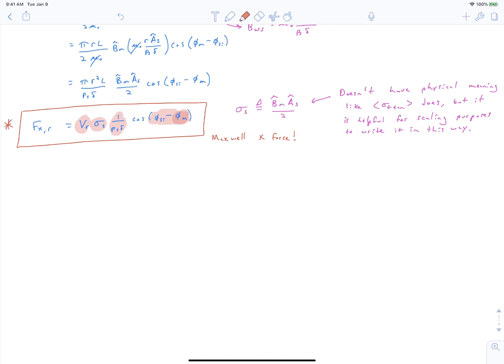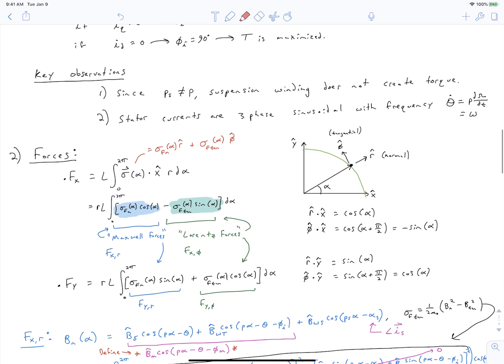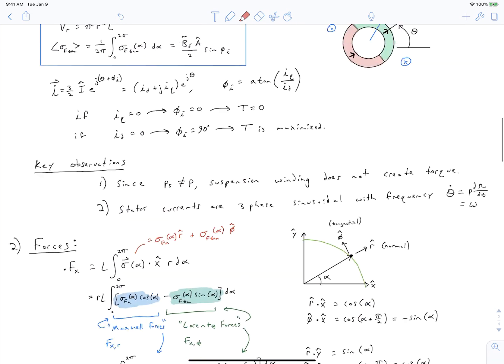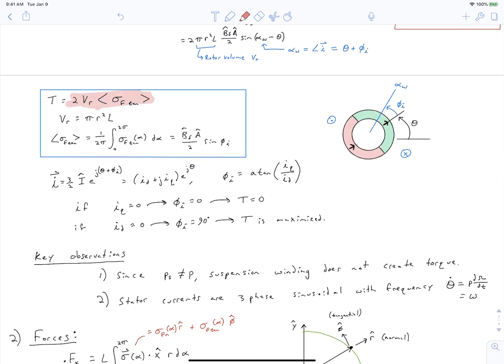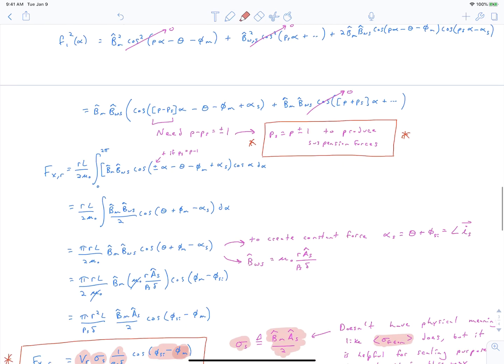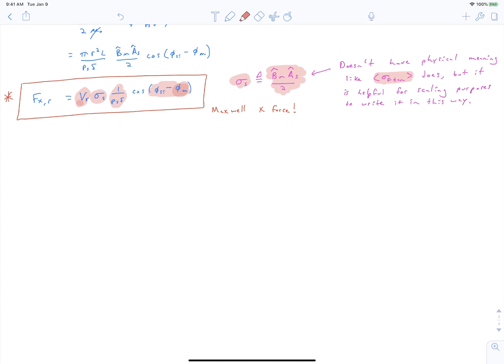And so we defined this phi s here to have the same form as this average of sigma f tan. So we're trying to create our scaling law to have the same form that we use for torque, which was up here. So in torque, the expression was 2 times the volume of our rotor times the average of our shear stress. In this case, we've got the volume of our rotor times this quantity we've labeled as sigma s, and then times some additional terms. And the sigma s does not have the same physical meaning. It just is that we've clubbed these terms together. We've just lumped them together for our own convenience. Okay, so that's great. That's the Maxwell force.